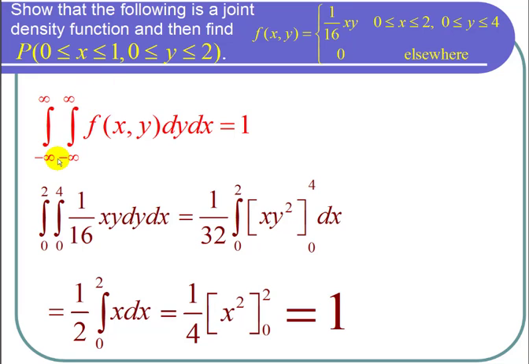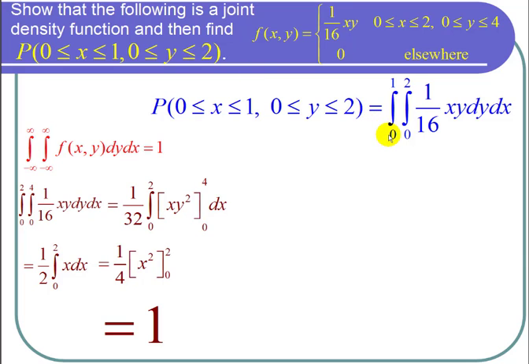So now I need to find the probability that x is between 0 and 1 and y is between 0 and 2. So I take the double integral for x between 0 and 1 and y between 0 and 2 of the function. Notice that in this region for x between 0 and 1 and y between 0 and 2, we're up here, x is between 0 and 2 and y is between 0 and 4. We're not in the elsewhere part. So that means I integrate from 0 to 1 and 0 to 2 of 1/16 xy dy dx.